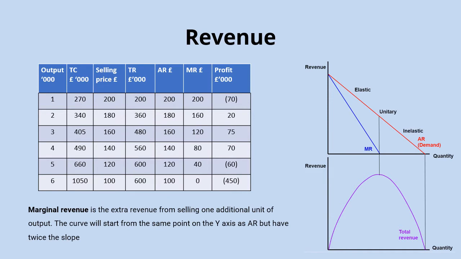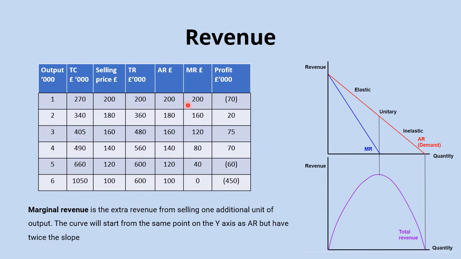Moving on now to the marginal revenue, which is the extra revenue from selling one additional unit of output. So that is going to be calculated by the change in total revenue divided by the change in output. And the marginal revenue curve will start at the same point on the y-axis as the average revenue curve, but it will fall with twice the slope, so it will be steeper than the average revenue curve. Now the reason for that is because in order to sell that additional unit, you now need to sell all units at this price, not just that marginal unit.